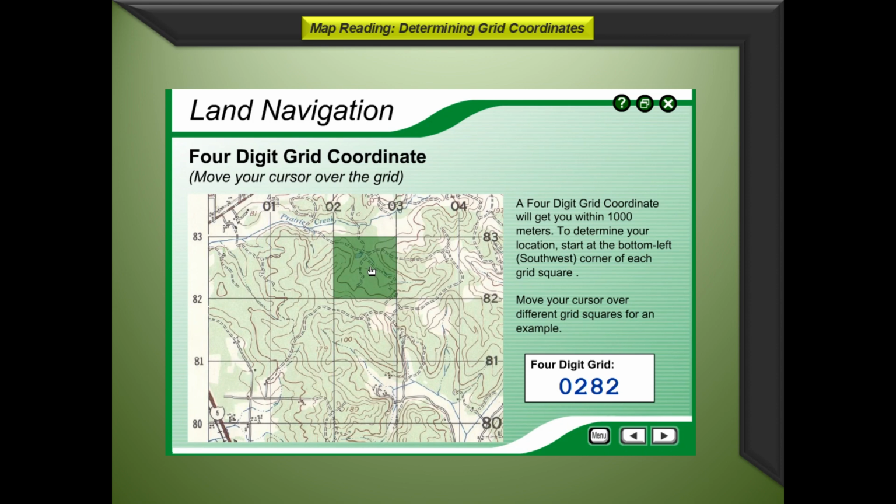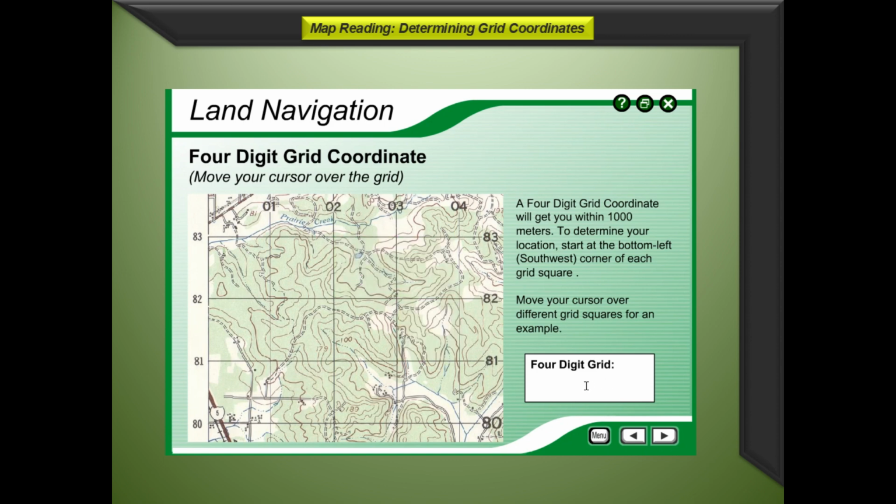You will see that the 4-digit grid has just populated as 0282. That is because we went right first, and as soon as we hit our first bold number along the line, we got the 02. Then once we come on up, the first number that we pass along a bold line is the 82. So that's how we got 0282.